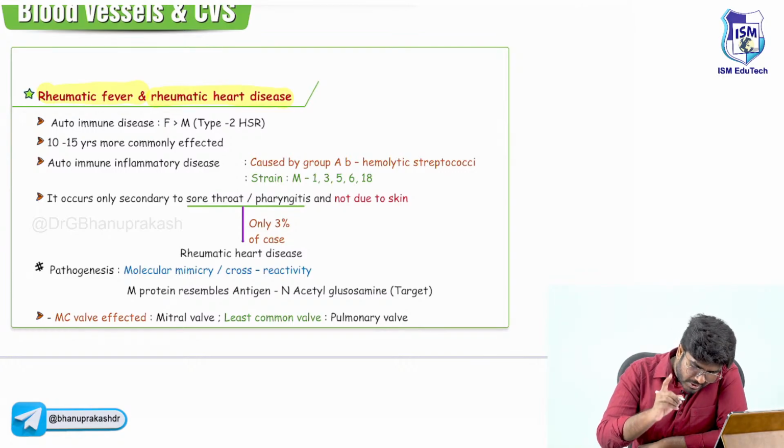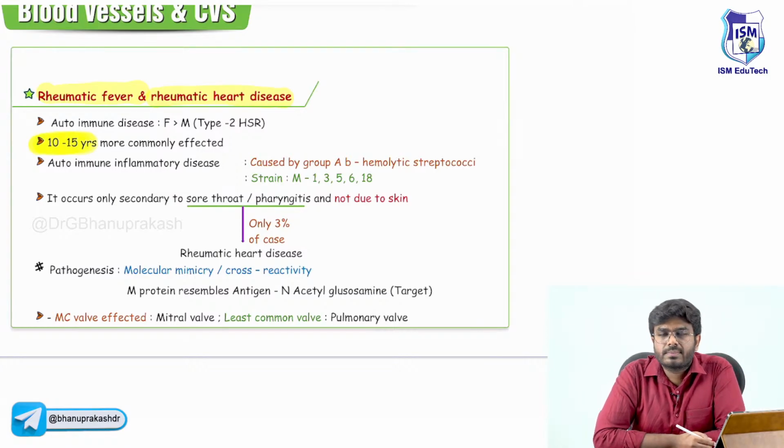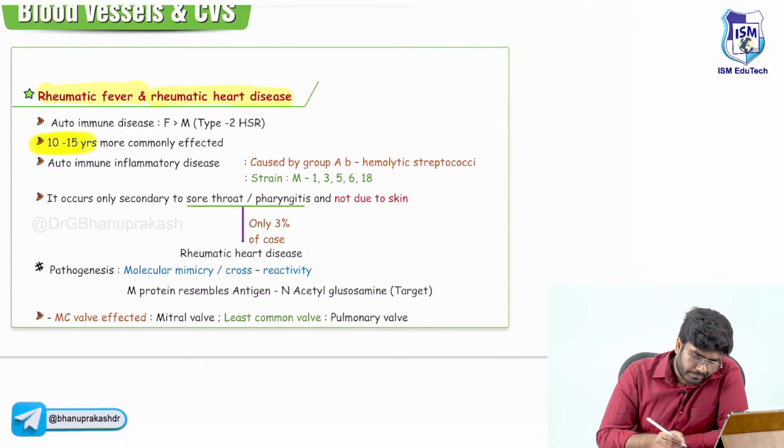Usually rheumatic fever, very important for the FMG exam, is seen between 10 to 15 years. In some books it is mentioned as 5 to 15 years. Rheumatic fever is seen before 15 years. Whether 5 to 15 years or 10 to 15 years, both are true, depending on the book. Most commonly, it is seen in female children.